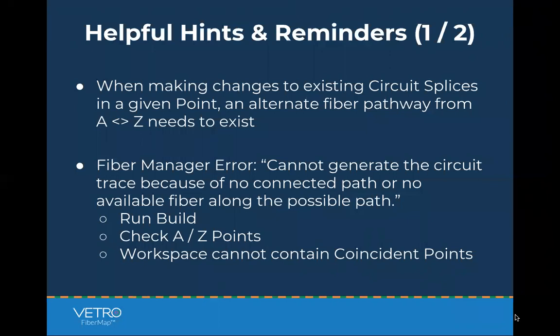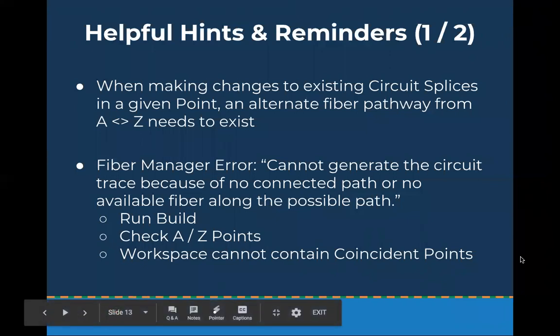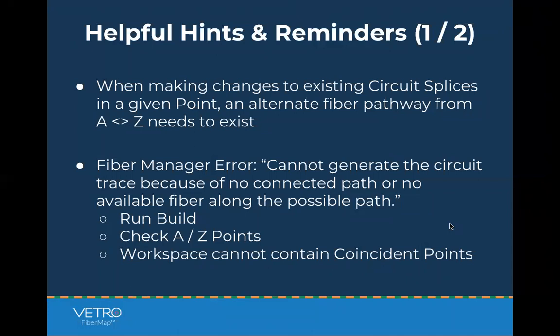and that is the information that you see within FiberManager. If you're doing a trace and you see this error, "cannot generate the circuit trace because of no connected path or available fiber along the possible path," one of the first things you need to do is run the build. This was something that we covered last time. This creates the tracing and does the splicing behind the scenes and enables you to do the fiber trace. Then after that, zoom in on your A to Z points and make sure that they are over the points that you want them to be on.